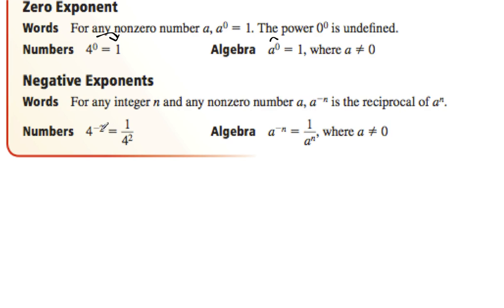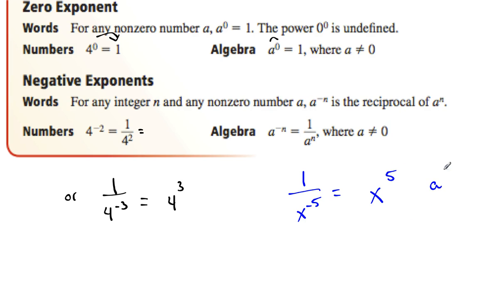Negative exponents. If you have a negative exponent, 4 to the negative second can be rewritten as 1 over 4 squared. Or if you have 1 over 4 to the negative third, that will be rewritten as 4 to the third. A to the negative n power is 1 over a to the n. Or if you have 1 over x to the negative fifth power, then this is just x to the fifth power as a positive exponent.